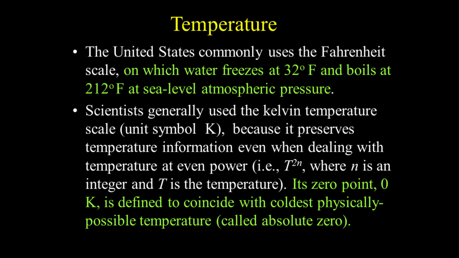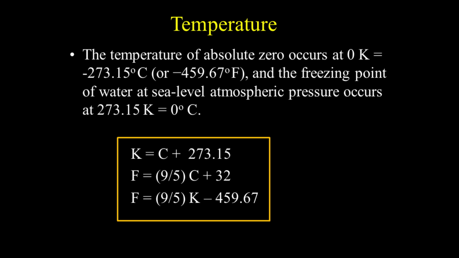Scientists generally use the Kelvin temperature scale, with the unit symbol K, because it preserves temperature information even when dealing with temperature at even power. Its 0 degrees Kelvin is defined to coincide with the coldest physically possible temperature, called absolute zero. The temperature of absolute zero occurs at 0 degrees Kelvin, or minus 273 degrees Celsius, or minus 459 degrees Fahrenheit. And the freezing point of water at sea level atmospheric pressure occurs at 273 degrees Kelvin, or 0 degrees Celsius.